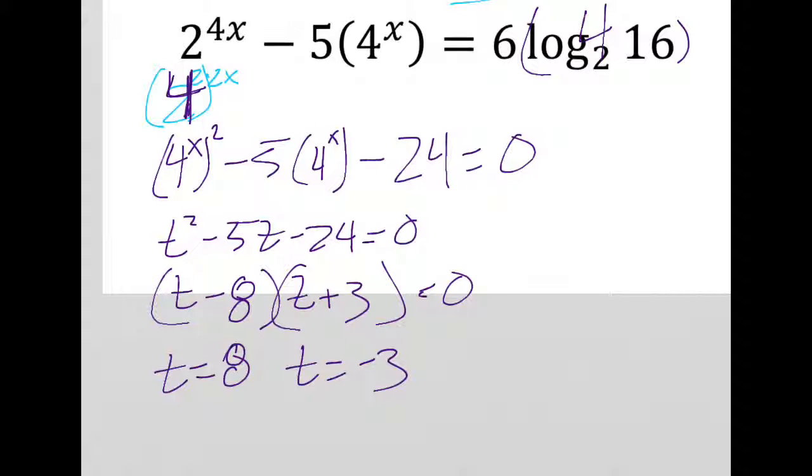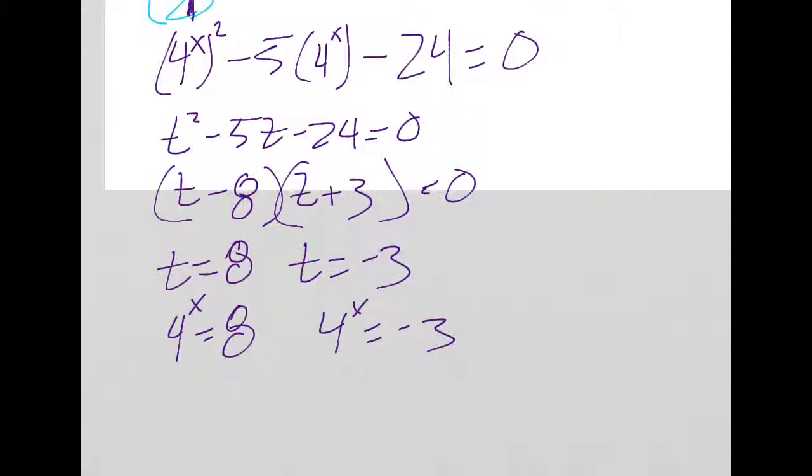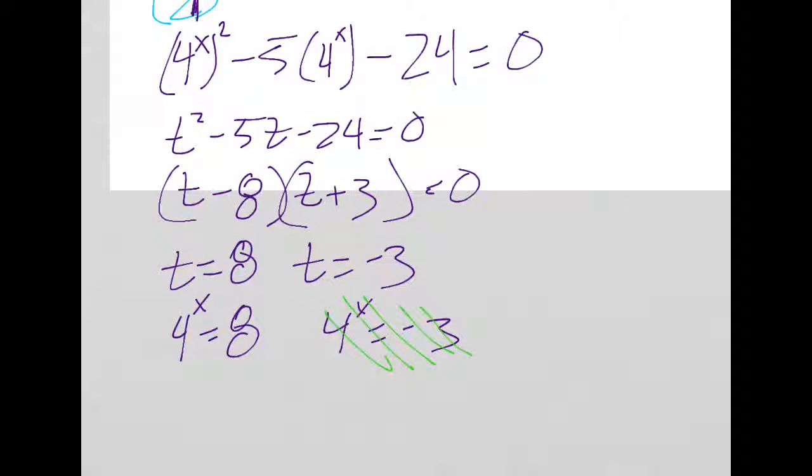And then remember that t is really a substitution for 4 to the x. So I get 4 to the x equals 8, and 4 to the x equals negative 3. We'll notice firstly that this right side will not have any solutions, because 4 to the x will never equal negative 3, thinking about the range of the function 4 to the x. And then look on the right, 4 to the x equals 8. Well, rewrite that as a log. We have, let me get my purple, we have the log base 4 of 8 equals x.